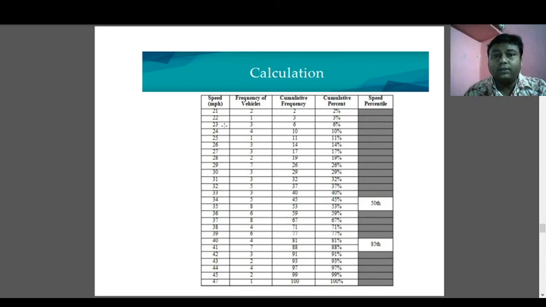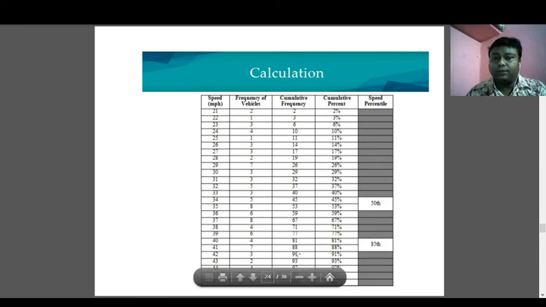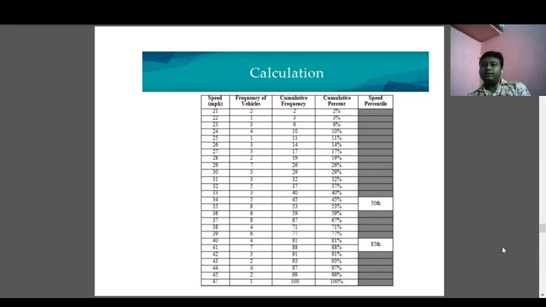Next, at 23 kilometer speed, 3 vehicles are moving. So what is the cumulative for 23? This is the summation of this and this. I think you already know this is basic mathematics on how to find the cumulative frequency. At the end, the cumulative frequency should be 100. If it is not 100, then there must be some calculation error.